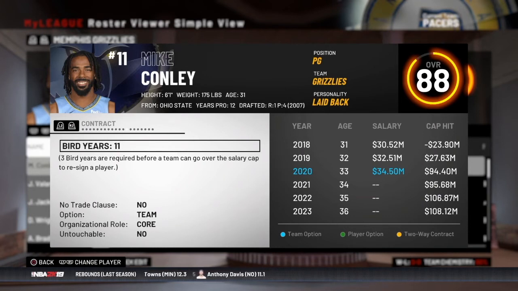You could have one 3-year contract, you know, to get 11 bird years here for Conley, and back with Nowitzki too with his 20 bird years. Obviously, those were multiple contracts. So the contract isn't what determines the bird years. Bird years are just the number of years you spent with that team.